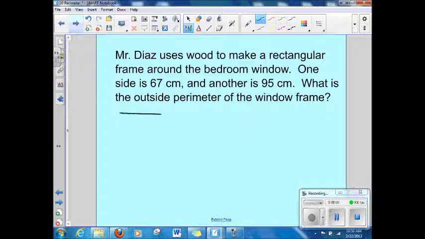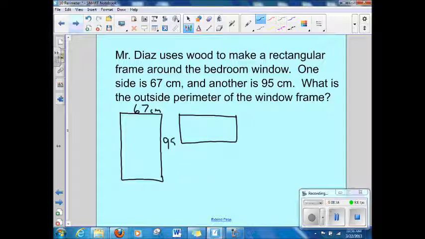I'm drawing a rectangle that is 67 centimeters by 95 centimeters. I know that's my rectangle, and I also know what a window looks like, and I'm guessing that it kind of looks like this. I suppose that the window could also be this direction, couldn't it? We could do it either way. It wouldn't make any difference. But I'm going to use this first one. I'm going to put 67 on the top here. This is 67 centimeters, and one of the sides is 95 centimeters.